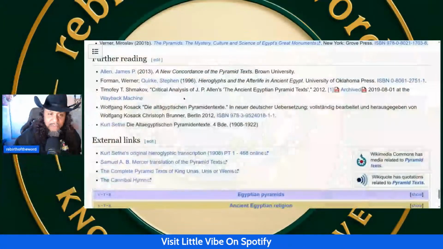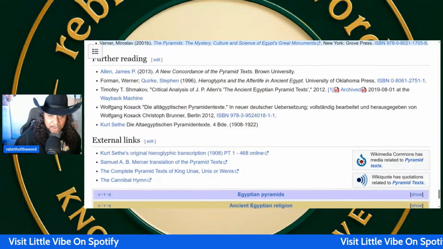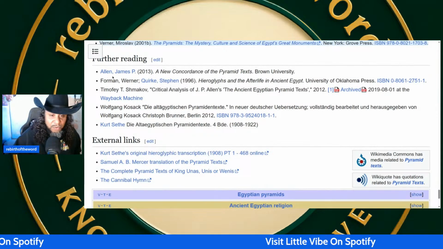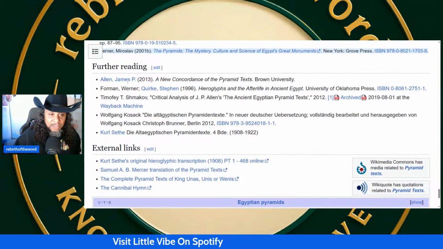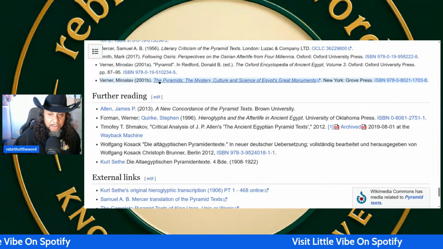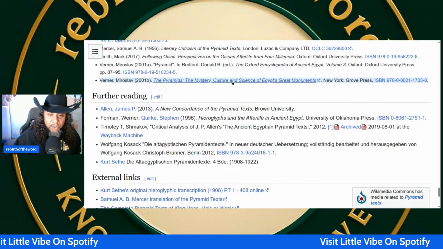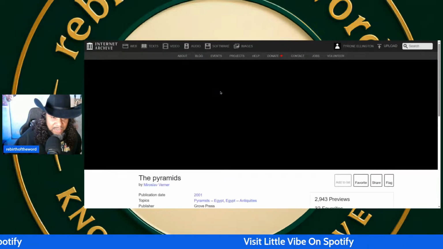Let me bring this up because this is actually interesting. This is what I mean about how I try to verify. It actually says on Wikipedia, James P. Allen, A New Concordance of the Pyramid Texts. So maybe that's new information right there. I don't know. This is where it told me to go. And then you've got The Pyramid Texts: The Mystery, Culture, and Signs of Egypt's Great Monuments, in New York Grove. So that's where the source comes from for 1881.